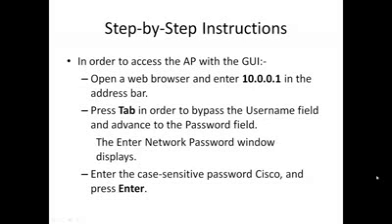After configuring the IP address, we can access the access point through the browser in order to configure the access point so that it will start accepting the association request from the client adapter. Open a web browser and enter 10.0.0.1 in the address bar. Press Tab in order to bypass the username field and advance to the password field. The password window will appear. Enter the password Cisco, with a capital C, and press Enter, and the summary status window will appear on the GUI.